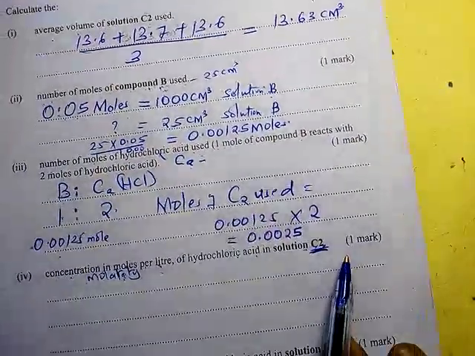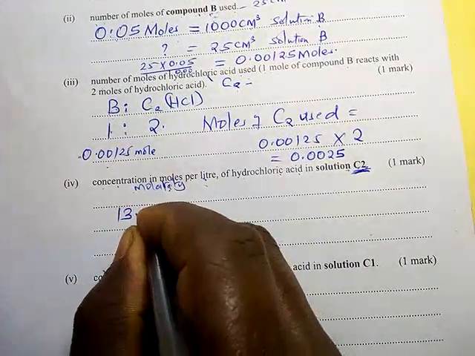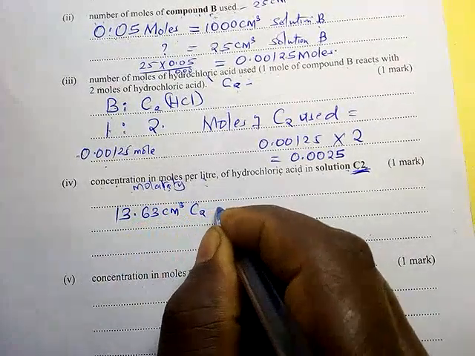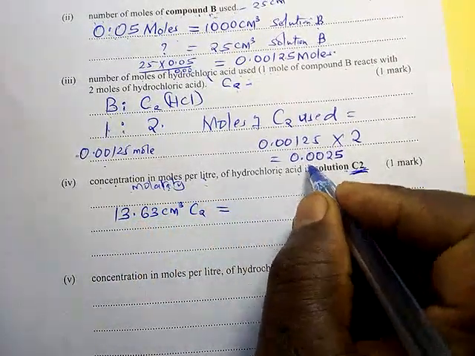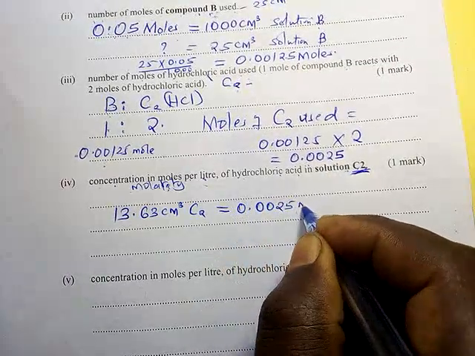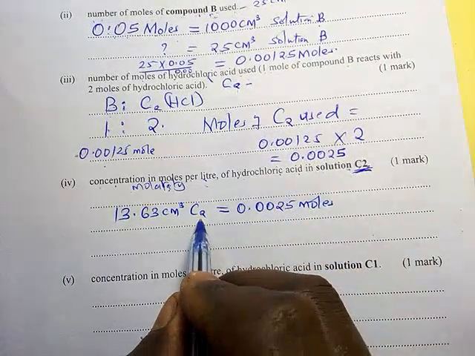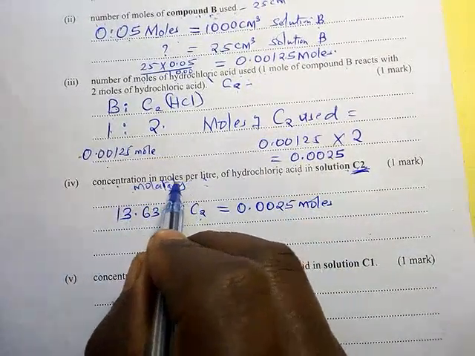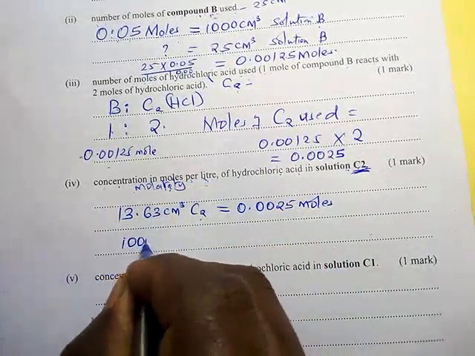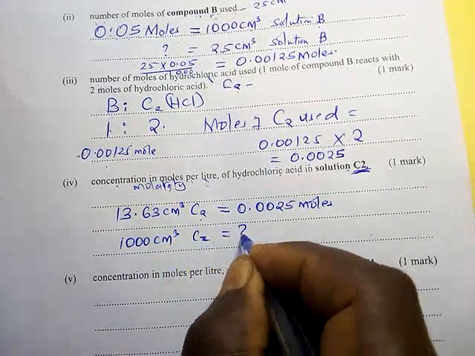So we'll ask here like this: 13.63 centimeters cube C2 has got these moles, 0.0025 moles. What will be the number of moles of C2 in 1,000, because we want moles in 1 liter. 1 liter is equal to 1,000 centimeters cube. C2 will be equal to how many moles?